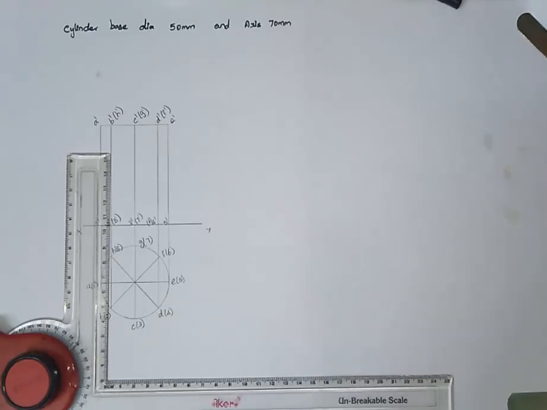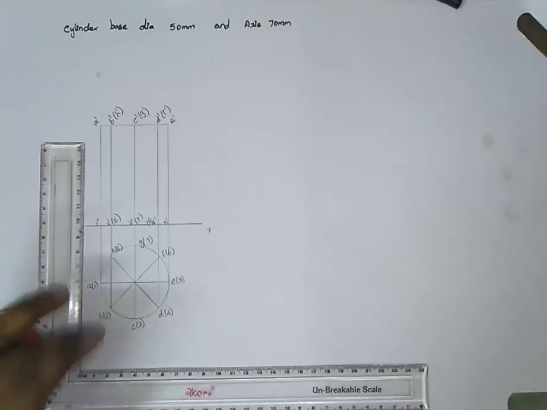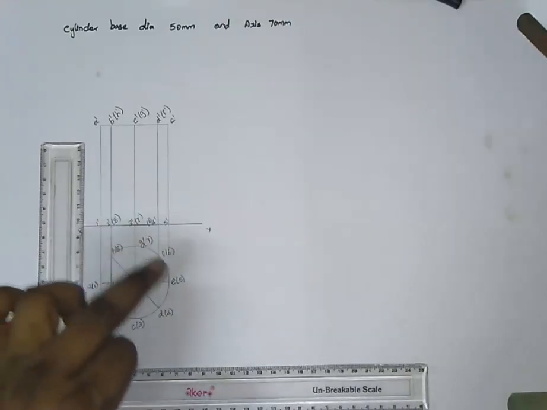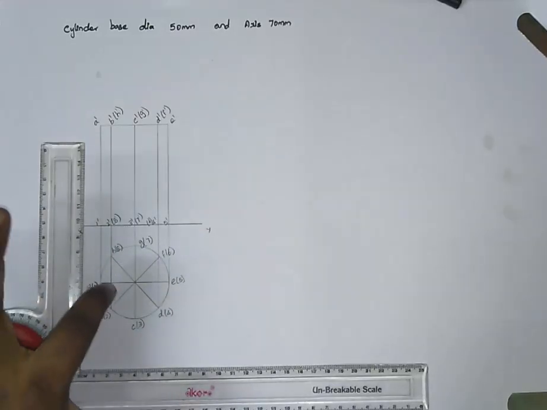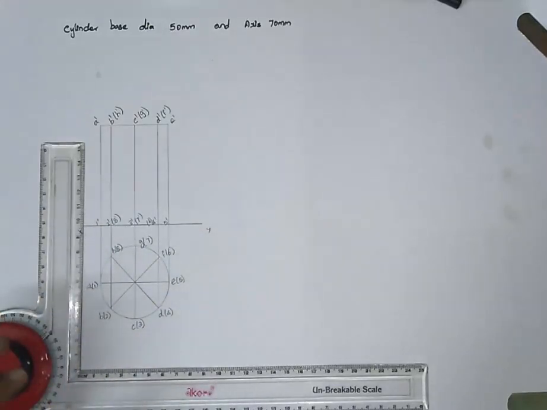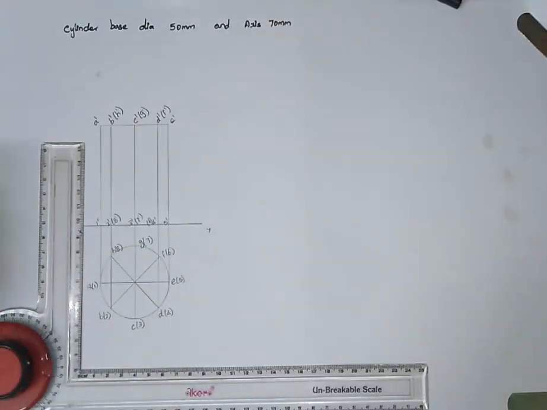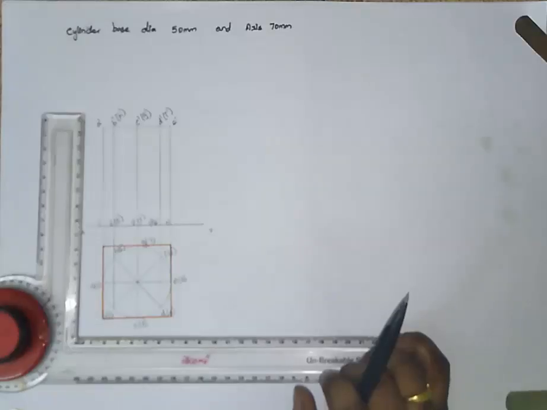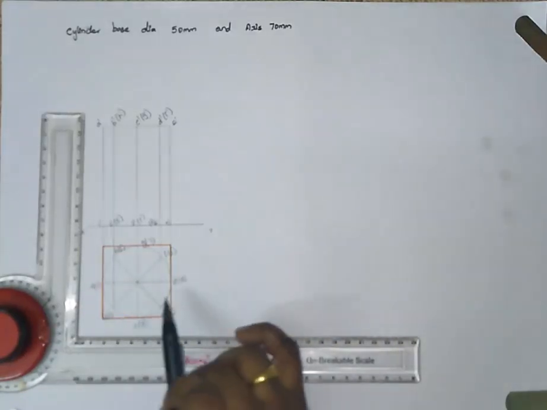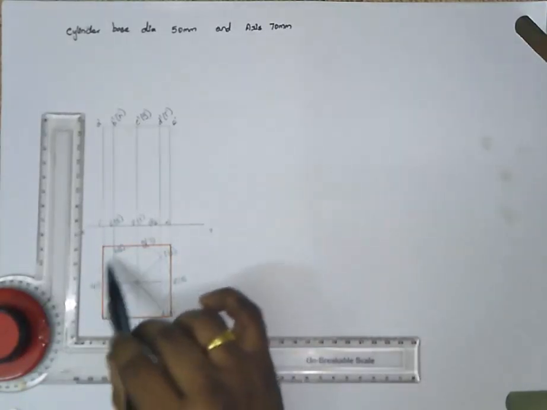In this problem, you are asked to draw the isometric projection of a cylinder with base diameter 50 mm and axis 70 mm. Now I have drawn the simple position like this. So I have drawn the circle and divided it into 8 divisions. Now the next thing you have to draw is the square which bounds this circle, like this.